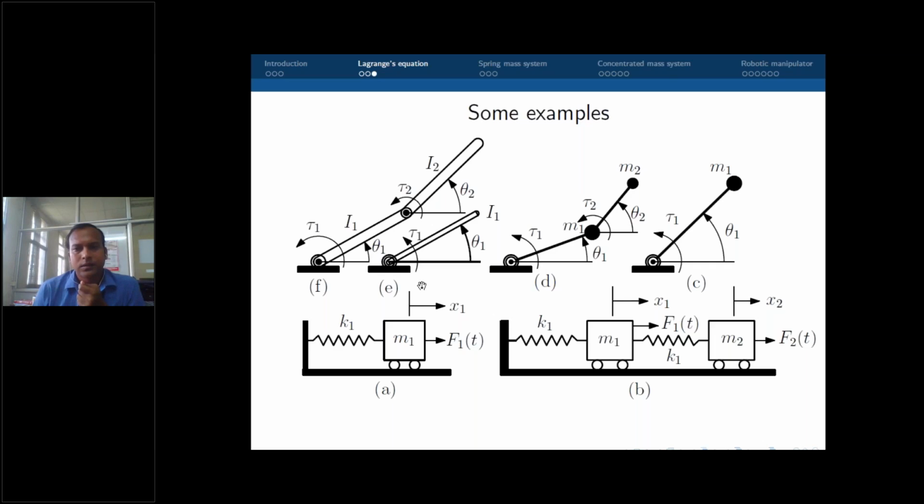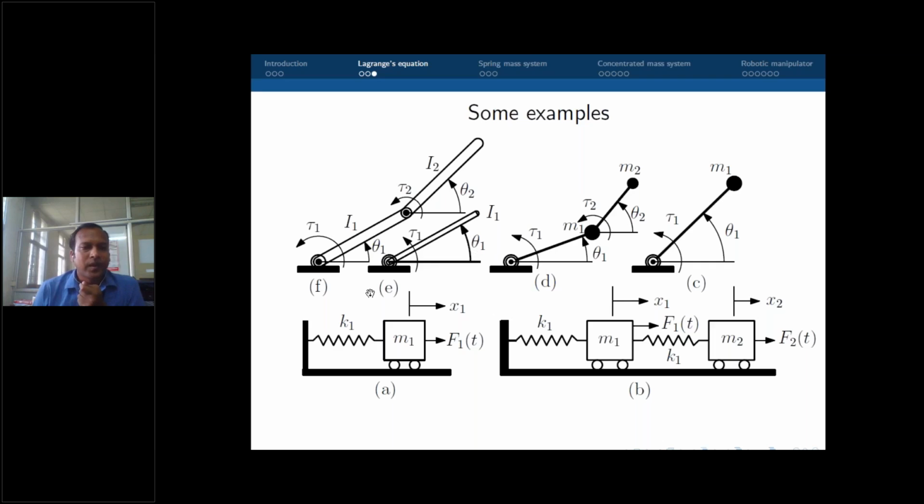We have the next example, example E. Again this is a single degree of freedom system, but here the mass is distributed in the rod. We are no more considering a massless rod. We are considering a distributed mass system. Here in this rod the mass is distributed, and the degree of freedom of this system is theta 1. The coordinate is theta 1.